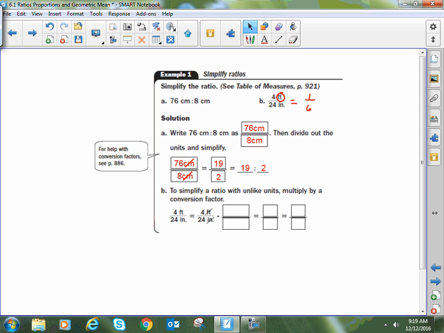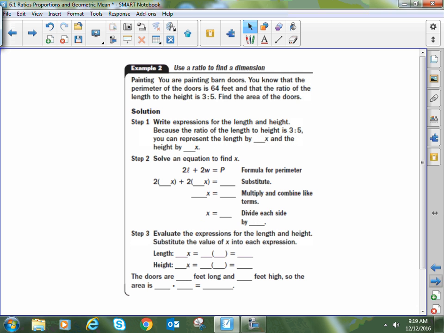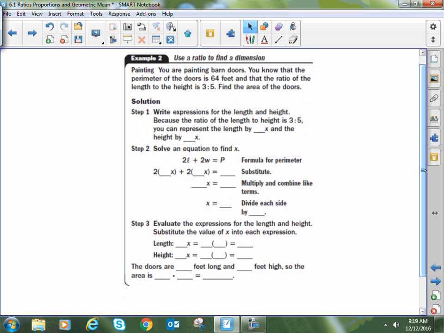So here we're going to convert the feet into inches by multiplying 4 feet by 12 inches, which gives me 48 inches to 24 inches, which gives me a ratio of 2 to 1. So here, this is a really good example of how we can use ratios in a type of problem that we're going to be looking at.